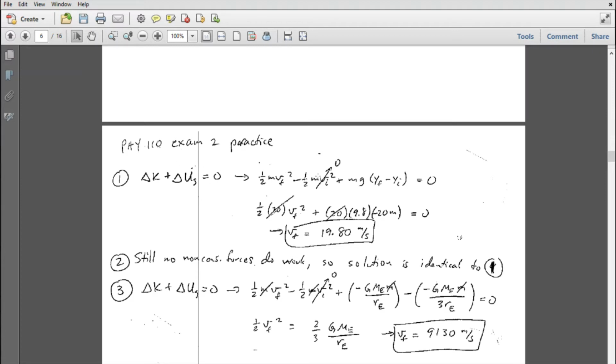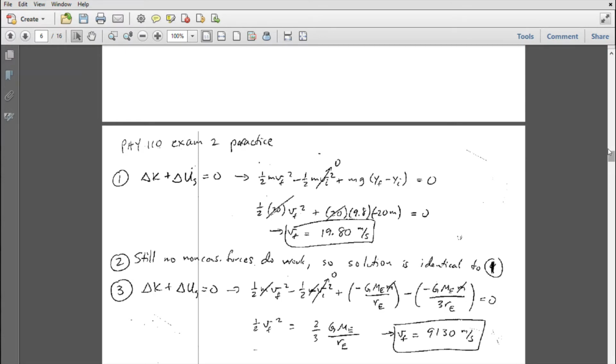Delta KE is just the difference in the 1/2 mv squared, and the delta PE is mg times y final minus y initial. So it goes down by 20 meters. That minus sign is important there, otherwise you'll take the square root of a negative number in your answer. You can cancel the mass, obviously, from our work before. You should know that the final speed doesn't depend on the mass because everything's accelerating at the same rate, irrespective of mass. Final speed is 19.8 meters per second.